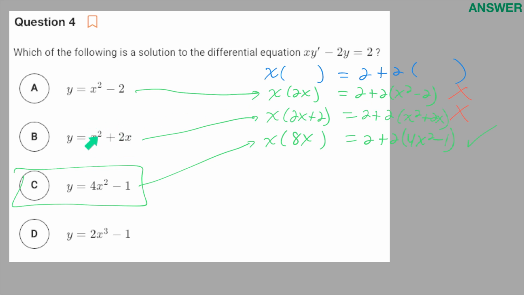Same process for this one. The derivative is 2x plus 2. Move the y into here. Simplify in your head. Doesn't work. Third one works. Derivative is 8x. Substitute this in. The 8x squared and the 2's cancel out, and that leaves you with 8x squared on both sides. C is the correct answer.